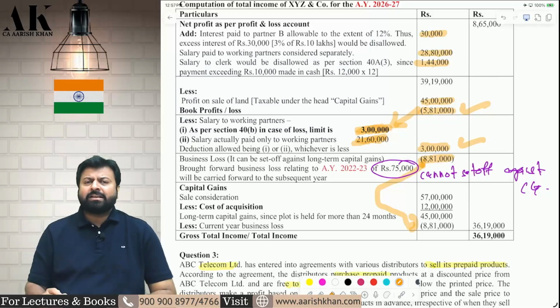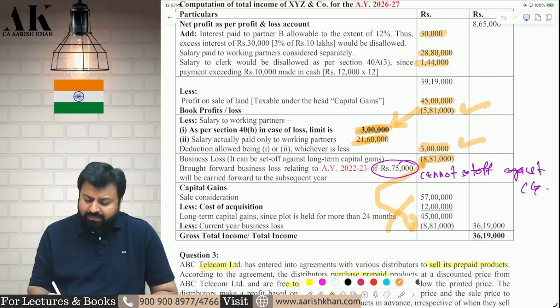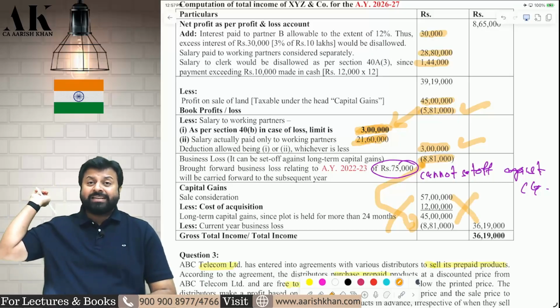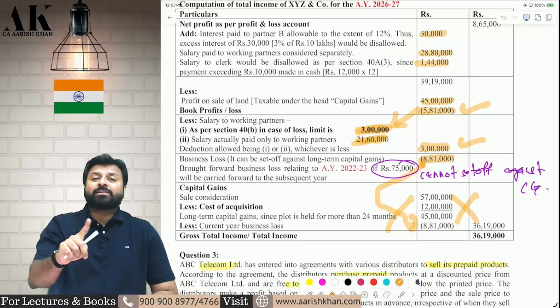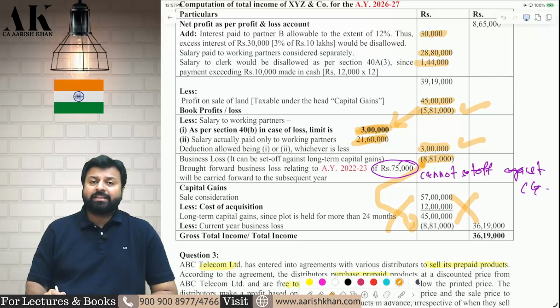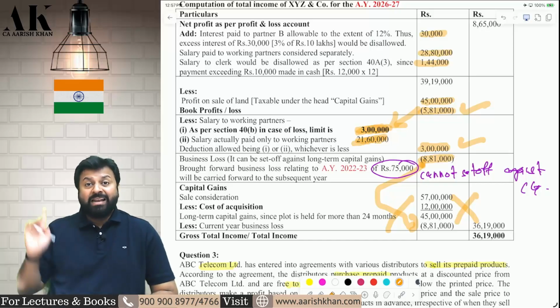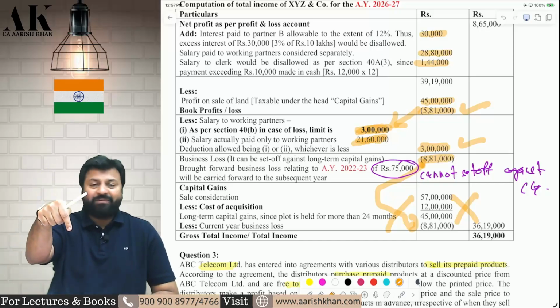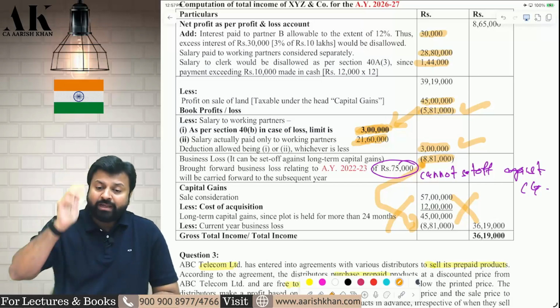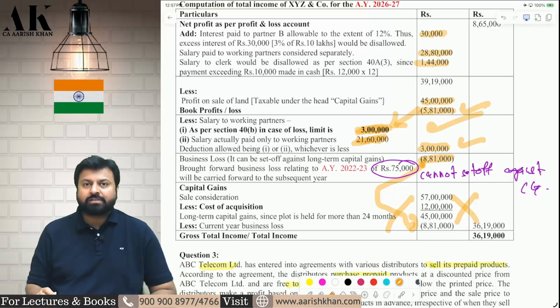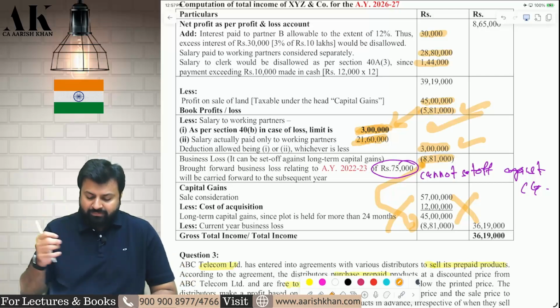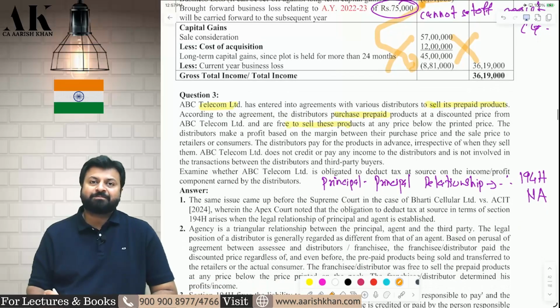Sir, what about last year 75,000 loss? That you cannot set off against capital gains income, because last year business loss can be set off only against current year business income. But current year business loss can be set off against any other loss, any other income except salary. Last year business loss can be set off only against current year's PGBP income. And in current year there is no PGBP, there is already a loss. Therefore that 75,000 you have to carry forward. I hope it is clear to all of you.